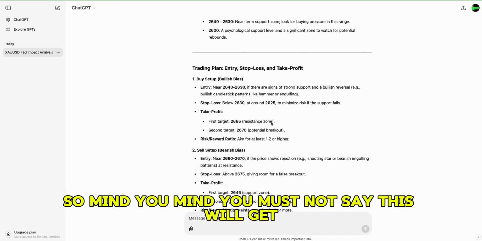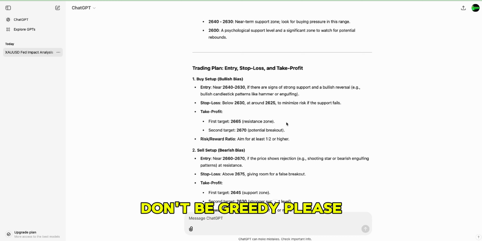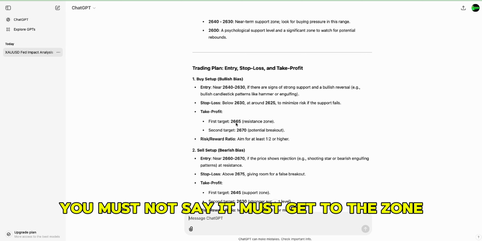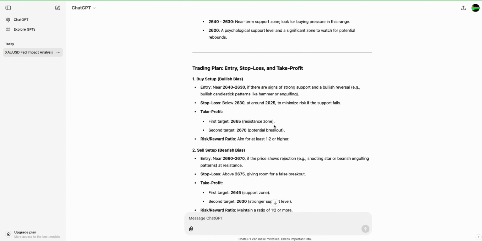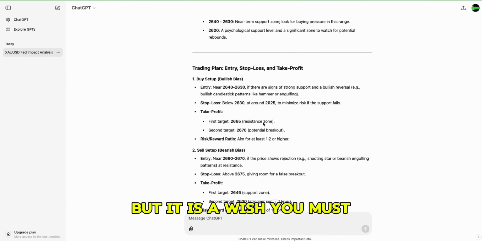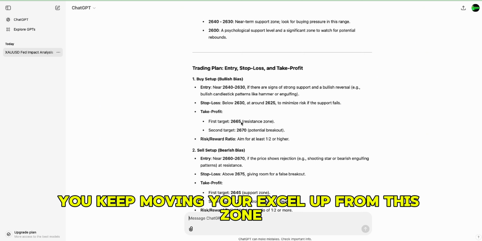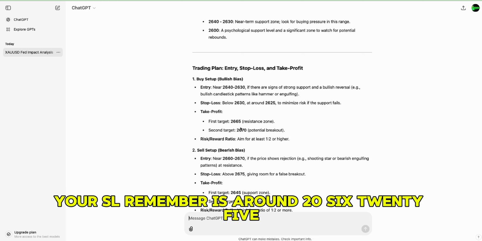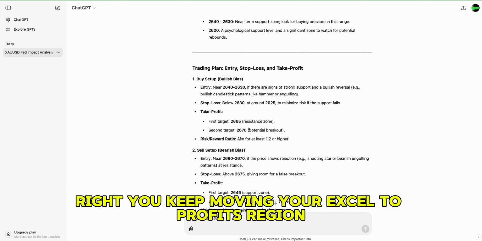2665. Mind you, you must not insist it must get to this zone before you get out of the market. Don't be greedy, please. You can get out of the market and close it for real. It is a wish. You can say it will get to this zone before you get out, or you keep moving your SL up. Your SL, remember, is around 2625, so you keep moving your SL up to your desired zone, into the profit region. I hope you get that.